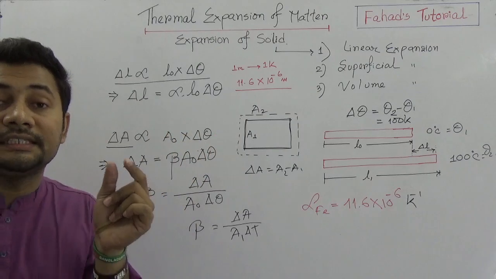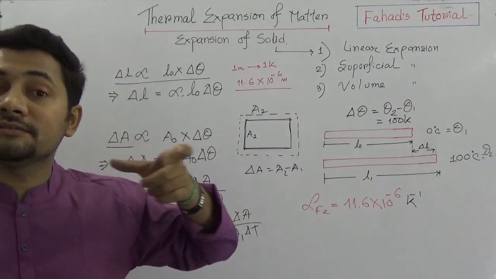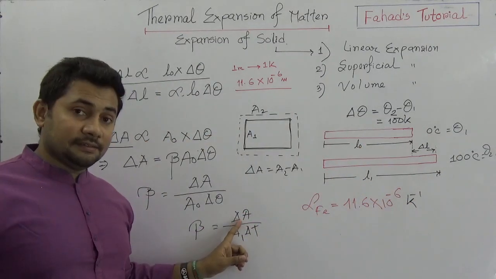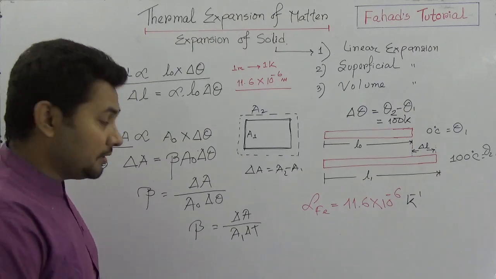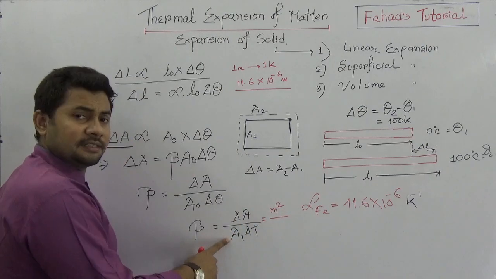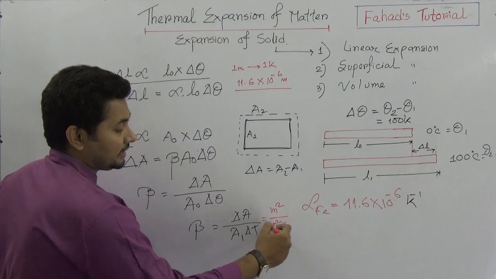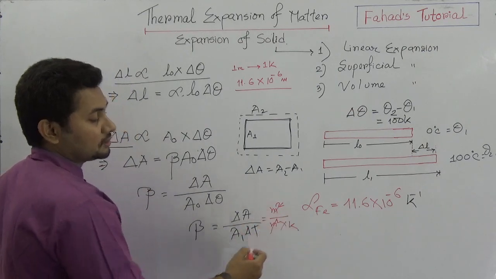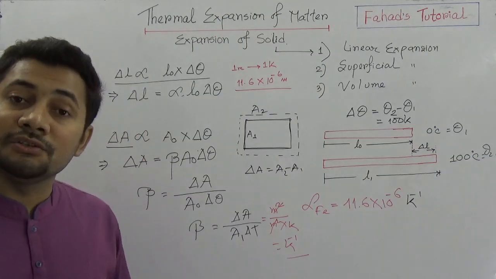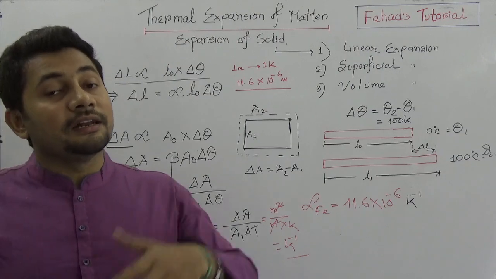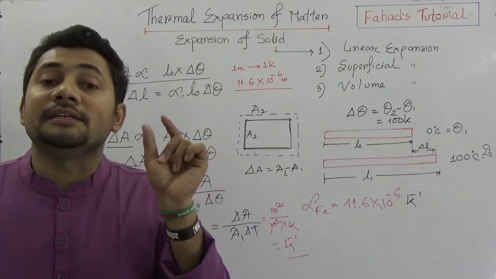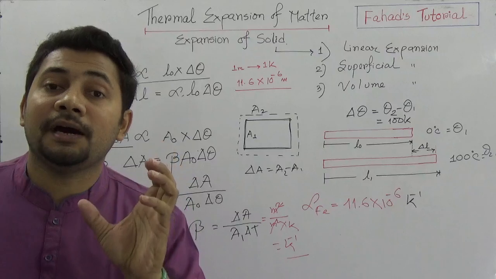As we know, alpha is the coefficient of linear expansion for length, and beta is for area expansion. The units are similar. How? A is area, so it is meter squared. The denominator is also area, meter squared, times the temperature in Kelvin, so meter squared vanishes and we get Kelvin inverse. So the unit of the expansion coefficient in linear expansion, area expansion and volume expansion, in all cases, is per Kelvin.